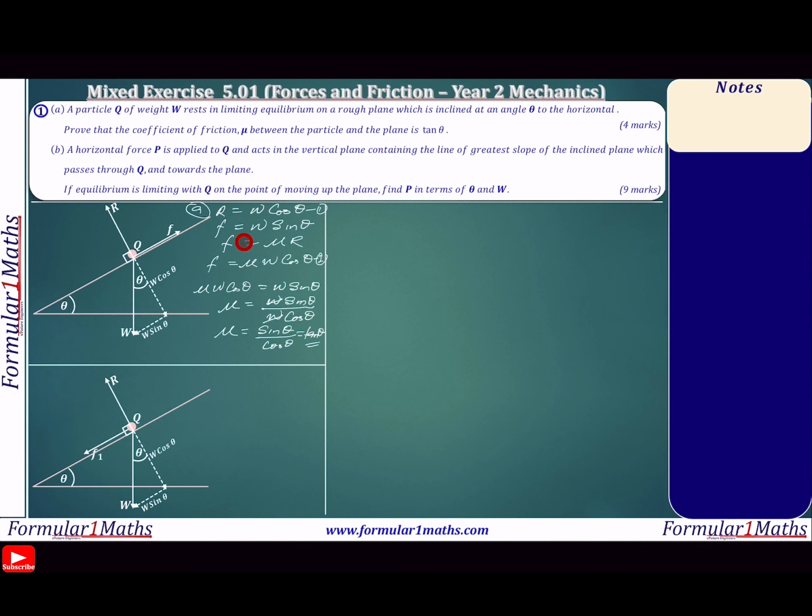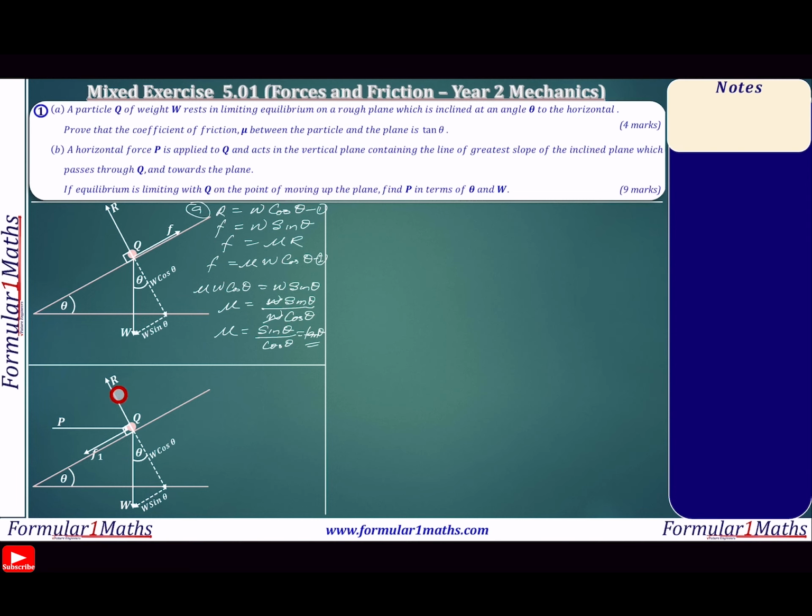I've labeled it F1 to differentiate it from the first friction, because this friction is new and is different from the friction here. There's also a horizontal force, P, acting that way. So these are all the forces acting on the particle now. We now need to resolve all the forces that are neither perpendicular to the plane nor parallel to the plane.